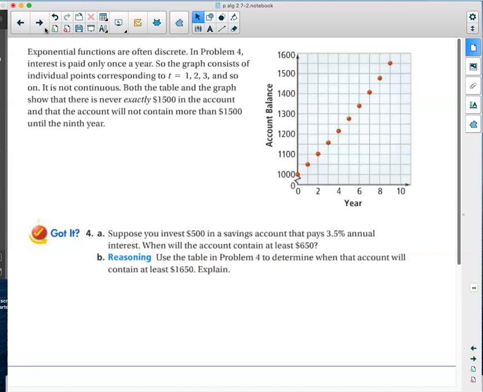In problem 4, interest is paid only once a year at the end of the year. So the graph consists of individual points that correspond to year 1, 2, 3, 4, etc. Not continuous, really shouldn't be connected up, but that's what we use. Both the table and the graph show that there's never exactly $1,500 in the account. You'll have to wait until year 9 and you'll actually have a little bit more money than $1,500. So it's the way they work. It's just how it is.